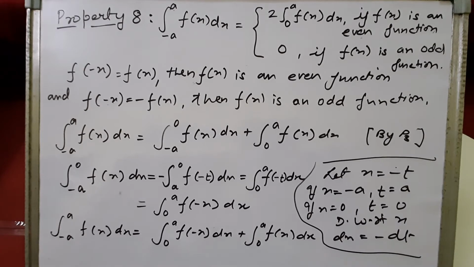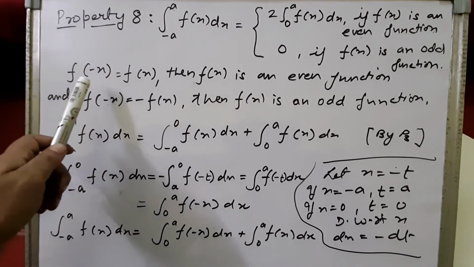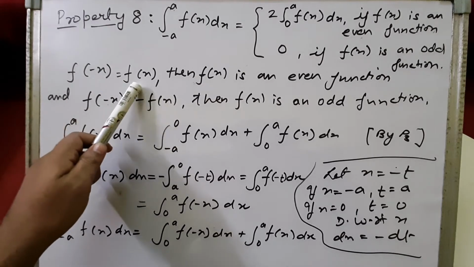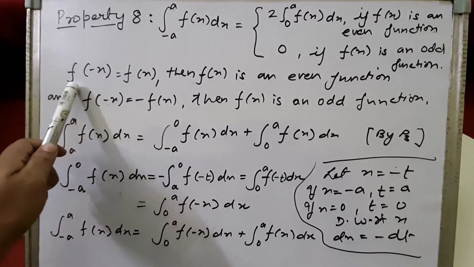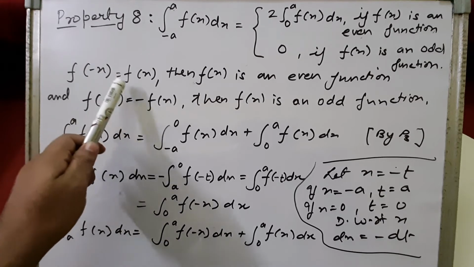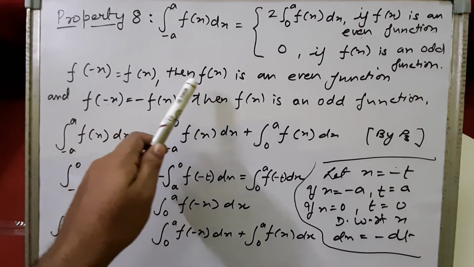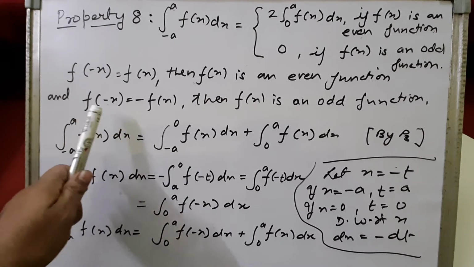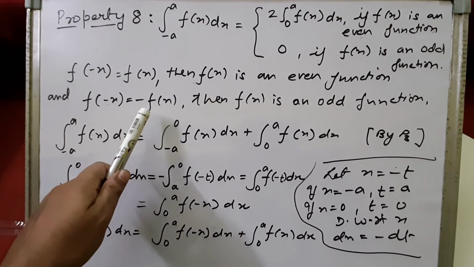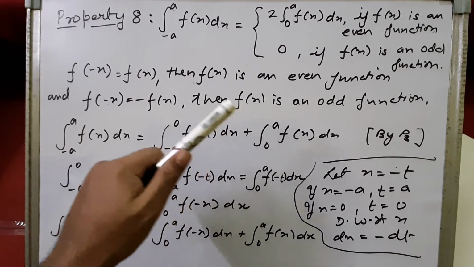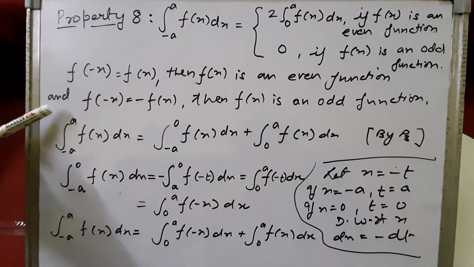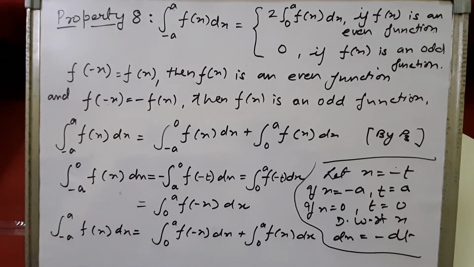If we put minus x in place of x, and the result is again the same function, that means if f(minus x) equals f(x), then f(x) is an even function. And if f(minus x) equals minus f(x), then f(x) is an odd function. Like cos x is an even function, and sin x and tan x are odd functions, right? So let's solve further.